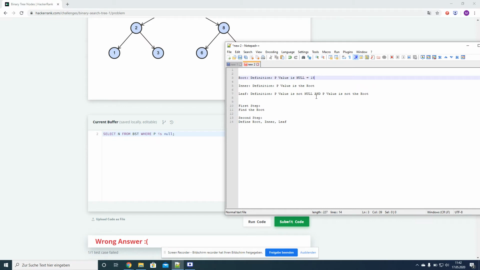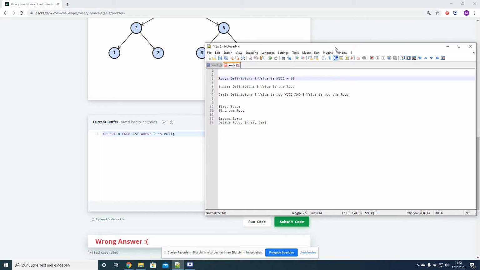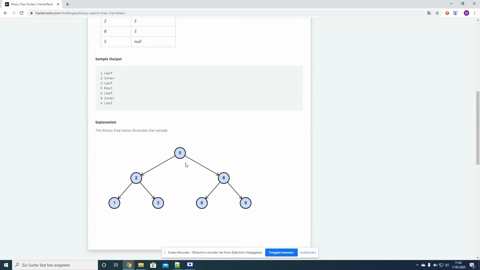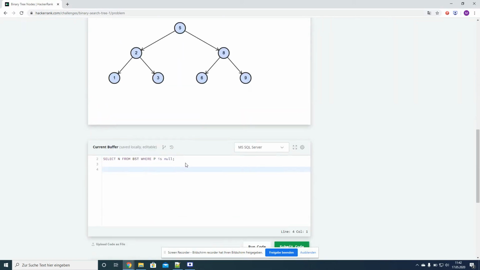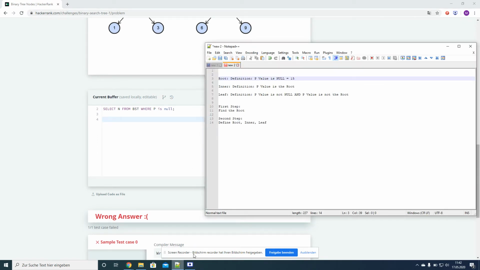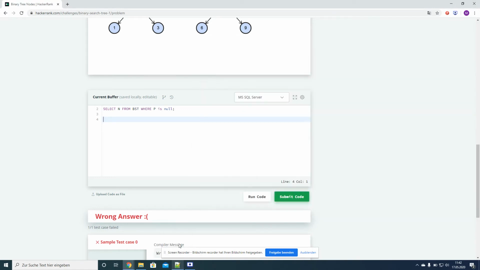15. So we want the inner. Definition is p-value is the root. As you can see, before I wrote any SQL, I was thinking about the problem. I was writing my notes. And then if I have it clear in my head what I want to do, then I can start the query.